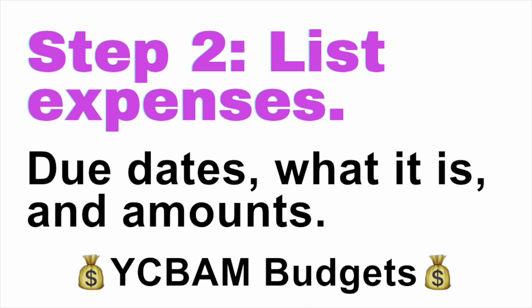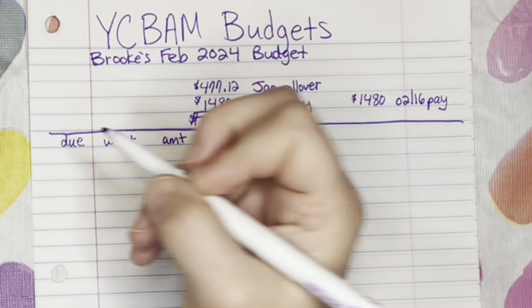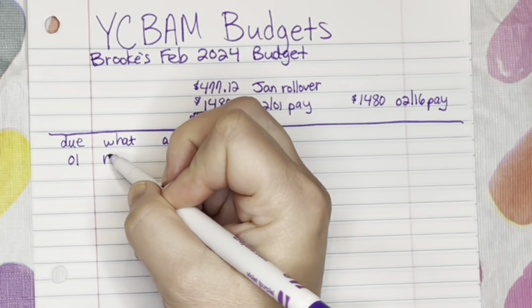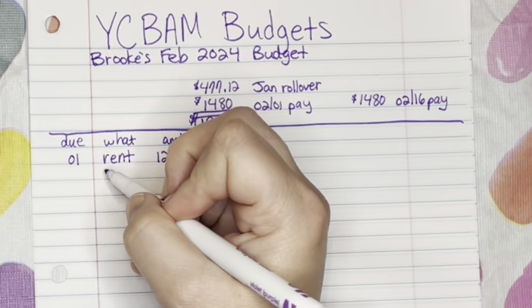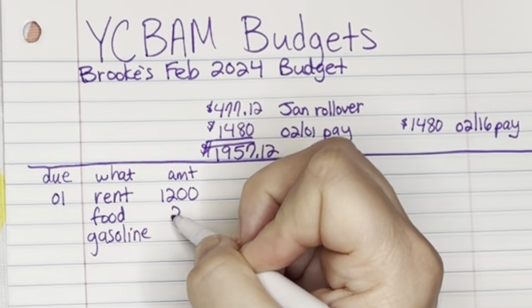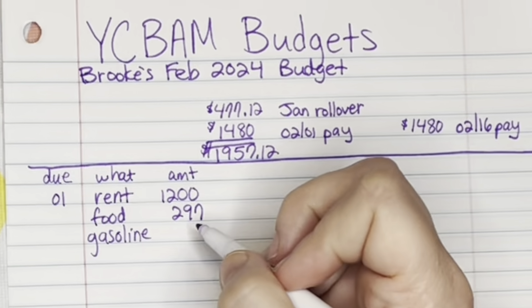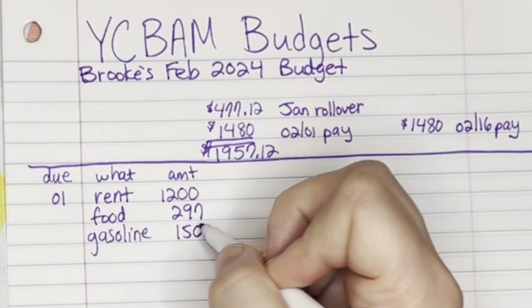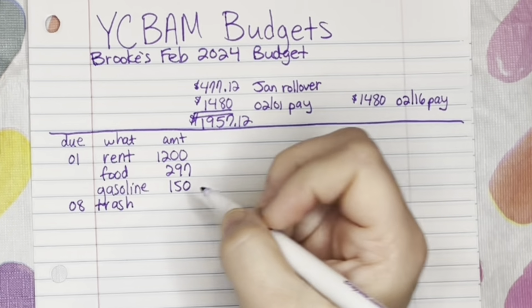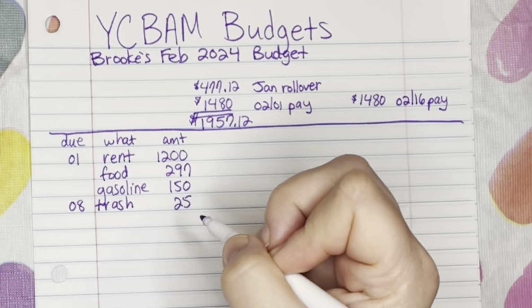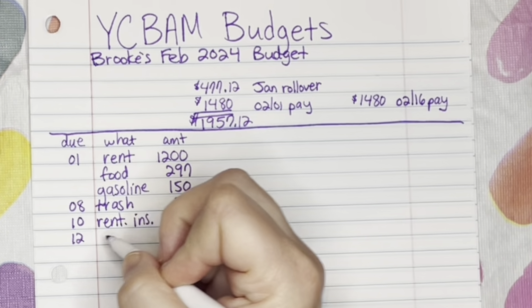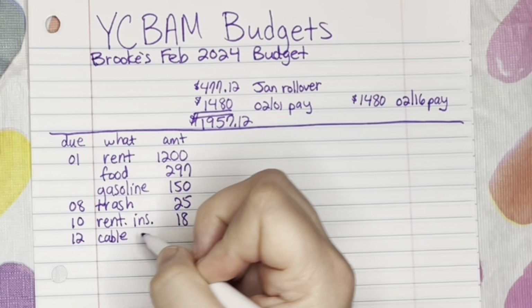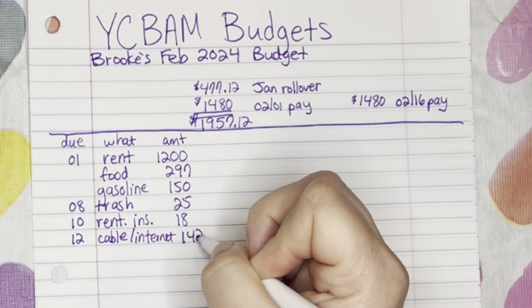Step 2, list expenses, due dates, what it is, and amounts. Rent is due on the 1st in the amount of $1,200. $297 for food, $150 for gasoline. Trash is due in the amount of $25. It's $18 for renter's insurance. On the 12th, her cable internet bill is due. $142 is what she's budgeting.